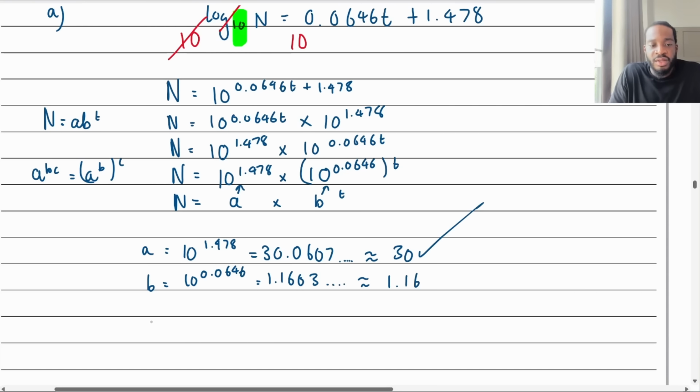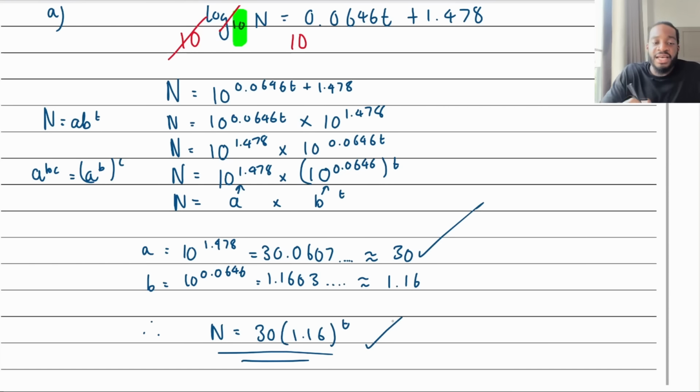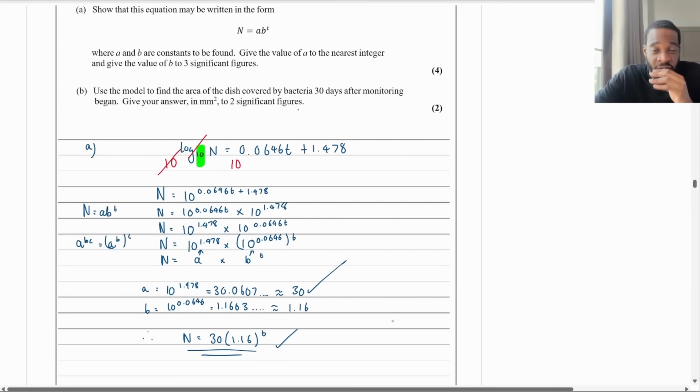Okay, so therefore the model is going to be n is equal to a, which is 30, times b, which is 1.16, to the power of t. And that is your answer. That's what you'll get. So that's part A.